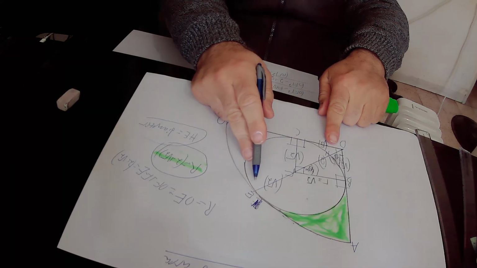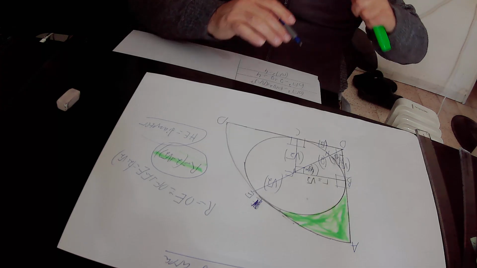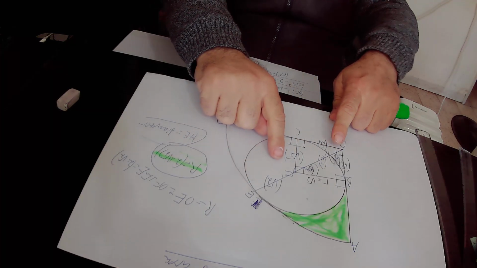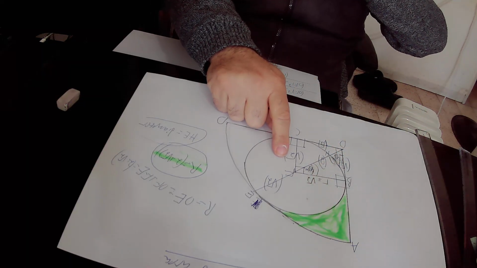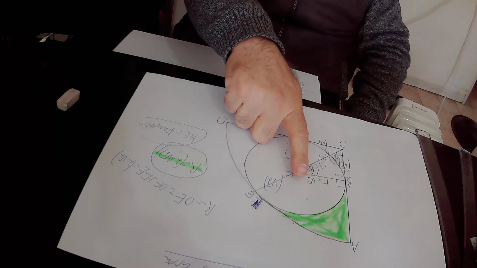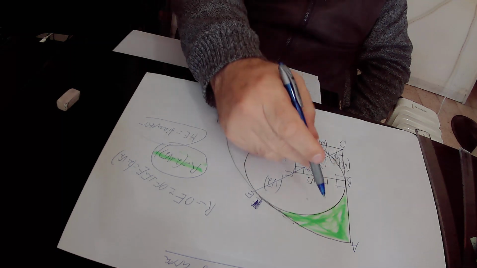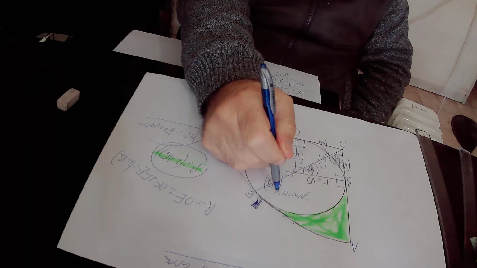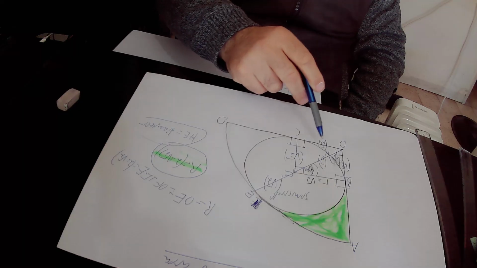If HE is the diameter of the small circle, we know that the diameter of any circle bisects the circle into 2 halves. So HE bisects this small circle into 2 halves. This is the first half and this is the second half. Half of any circle is a semicircle. Therefore, this is a semicircle of the small circle. This is half of the size of this small circle.